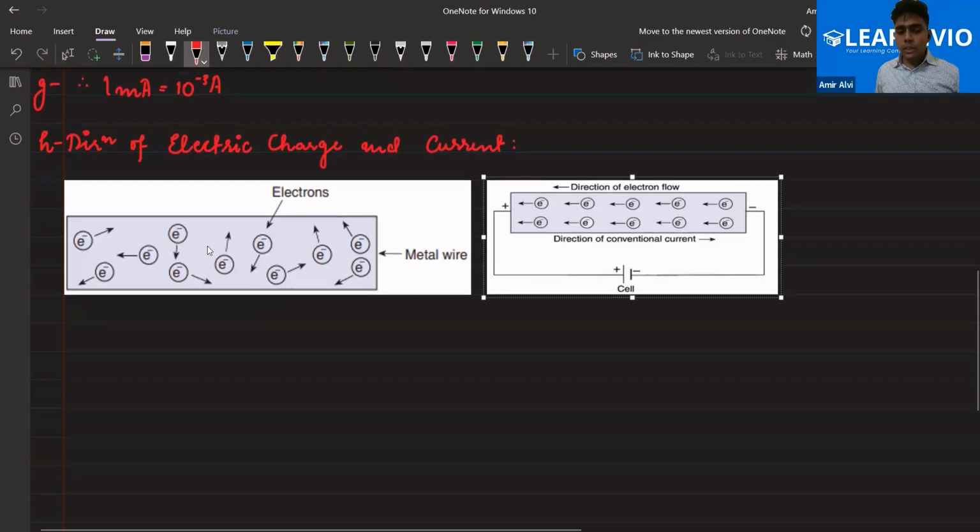Now you can see this. This is a normal wire. In the normal wire, if this is a conductor, obviously there would be some free electrons as well. That's why this is called a conductor.